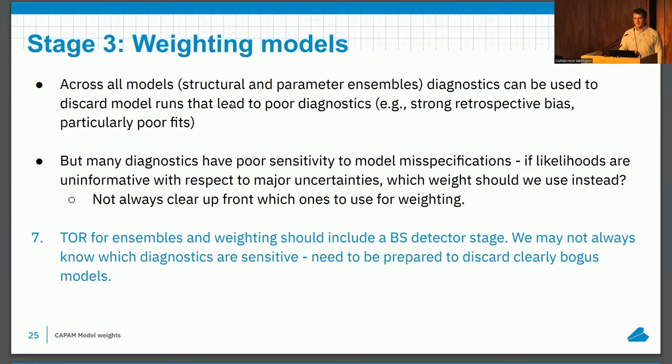But I think for me, that means that we need this kind of pruning stage or expert opinion stage, or you might call it a BS detector, looking at the ensemble of models that comes out and trying to understand how they're actually coming out, and then saying, are these models plausible a priori? And then we can apply a pre-agreed weighting grid, for example, but arguably that grid probably shouldn't include models that are way out.